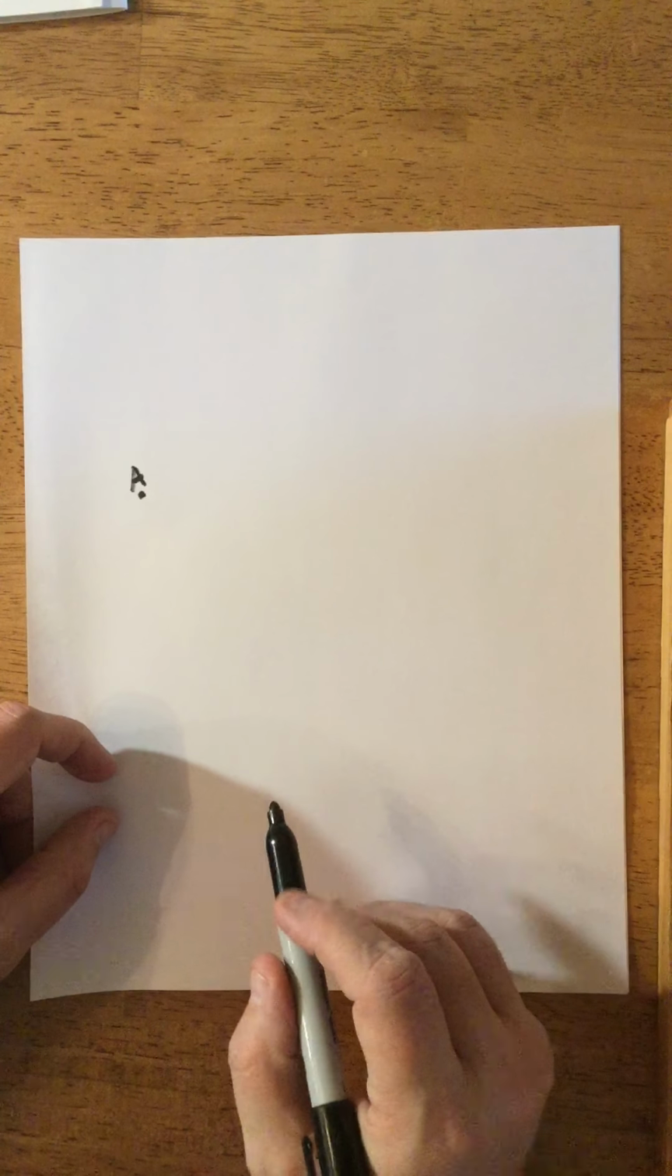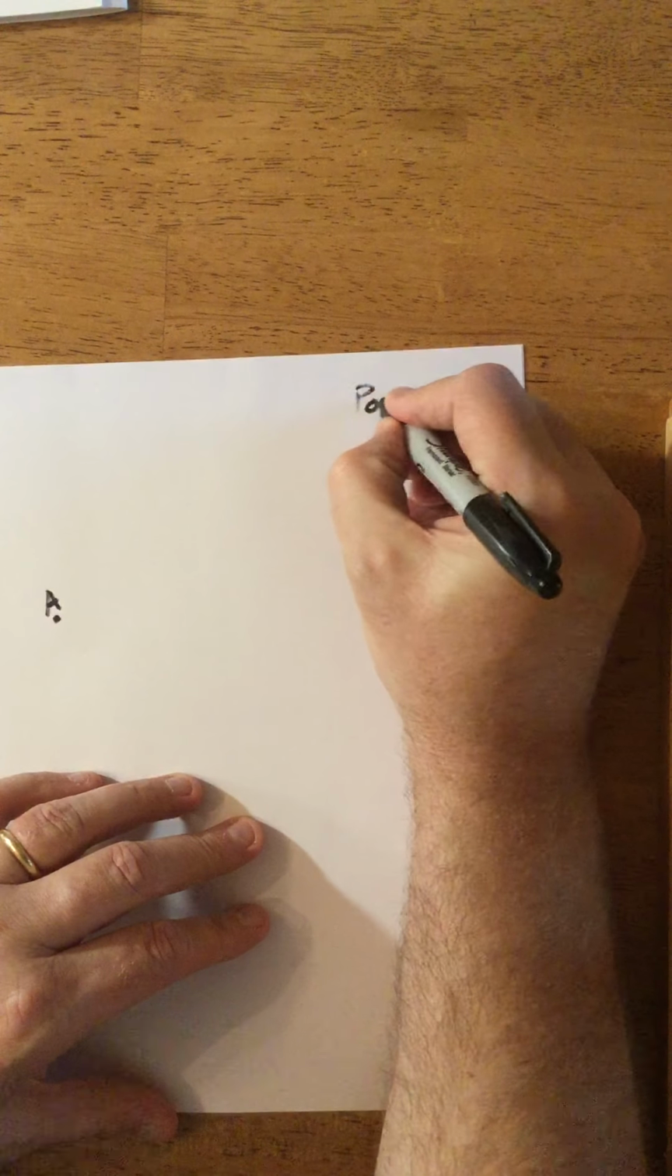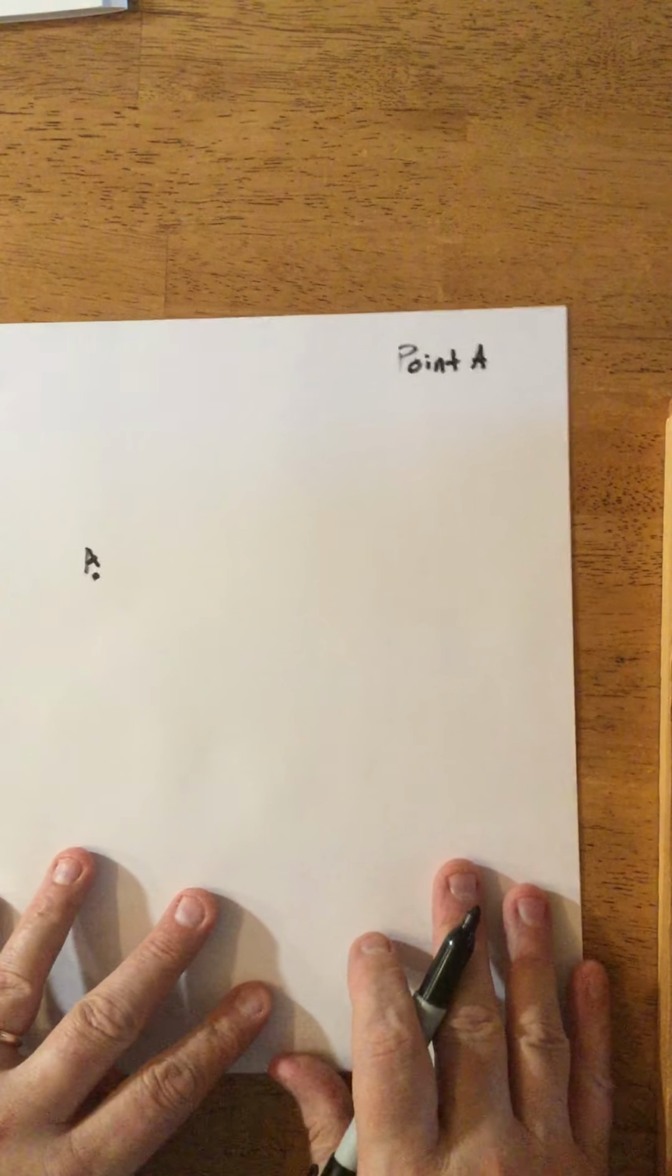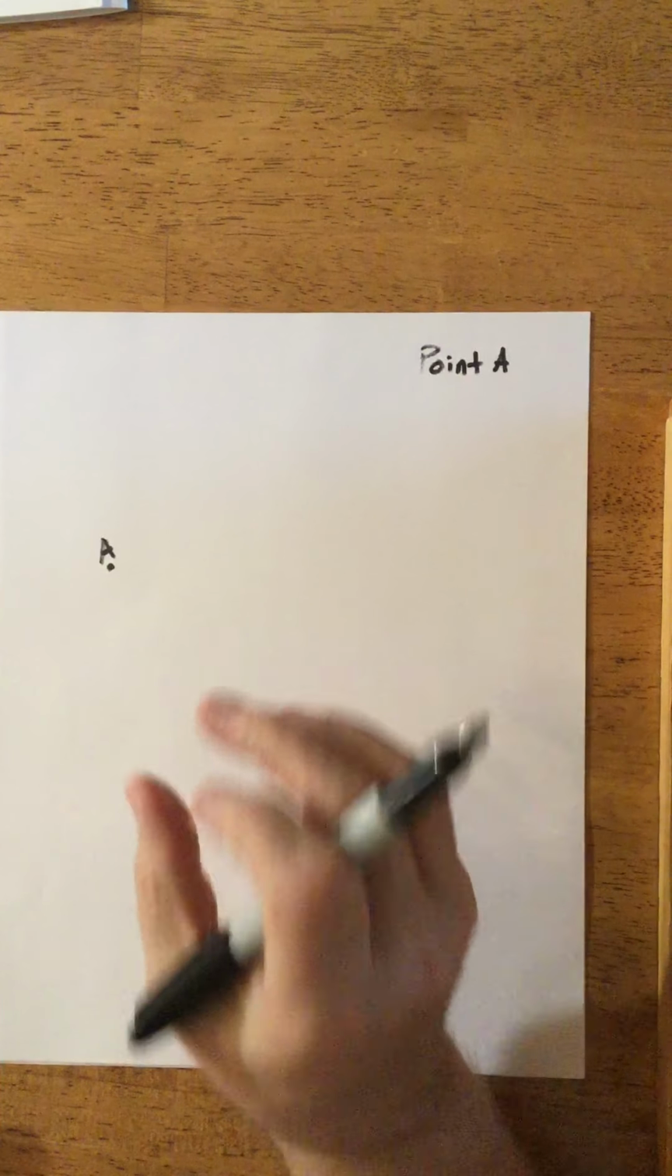So this is what we would call a point. So we would label this, I could label this as point A, and it is a very specific place on the paper.